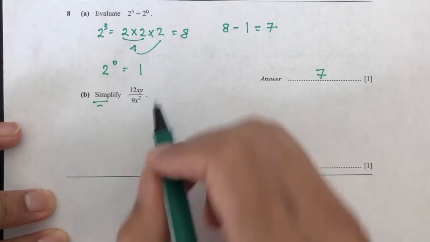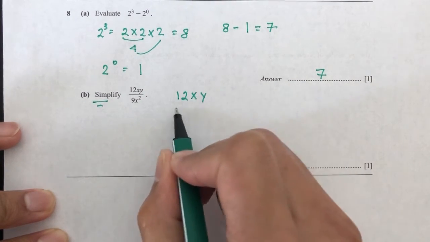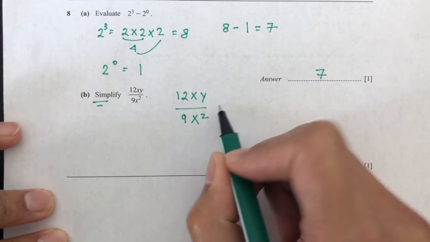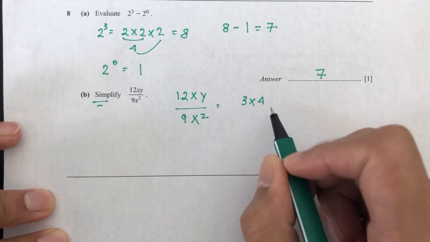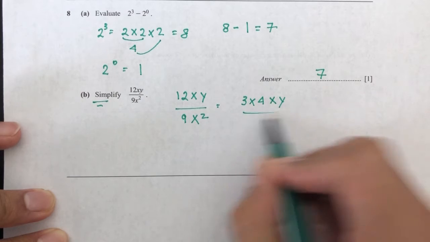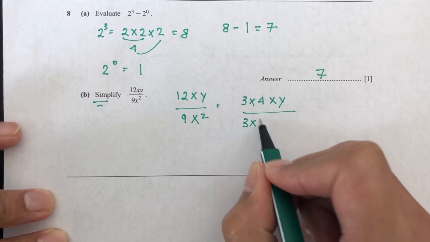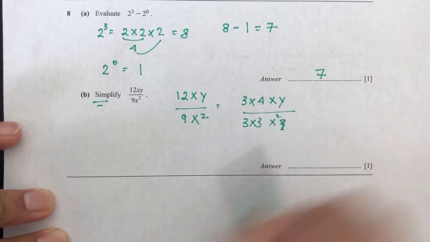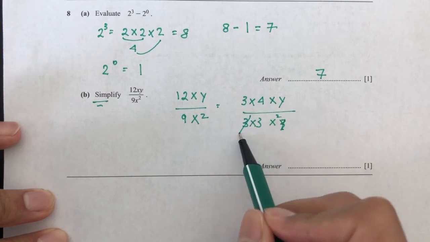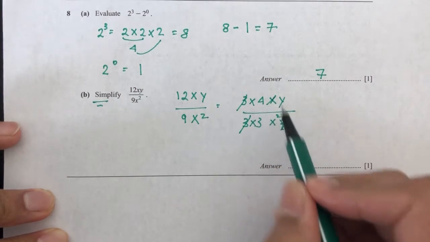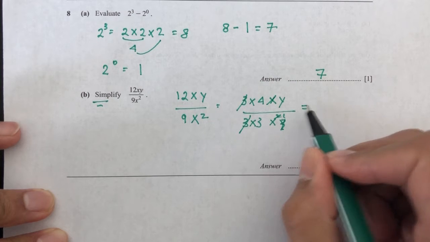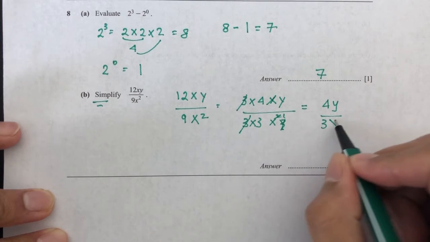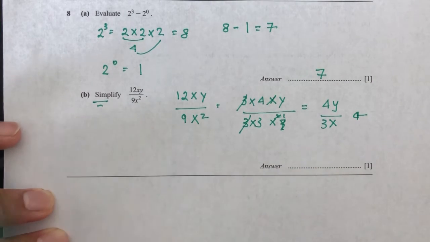Simplify this fraction. So we have 12xy divided by 9x squared. What is 12? 12 is 3 times 4, so that will be x, y. And what is 9? 9 is 3 times 3. As you can see, we have x squared here, and we have 3 common, cut 3. And then we have x and 1 x remains. So what remains, we'll have 4y divided by 3x. So that will be your answer for part B.